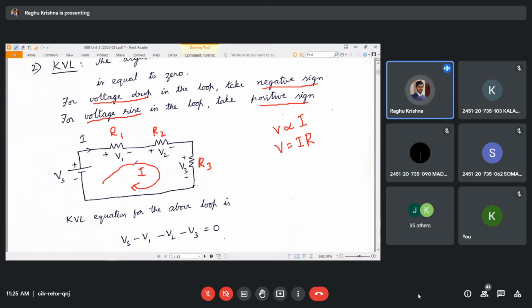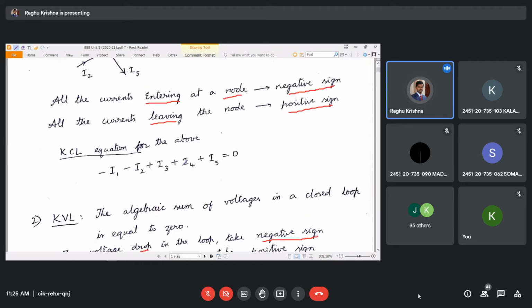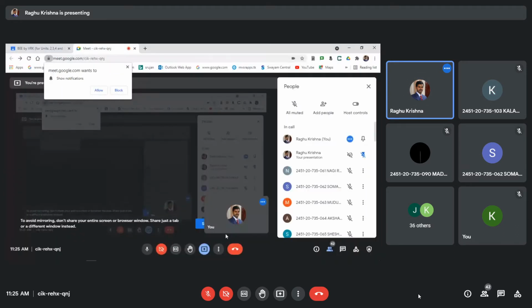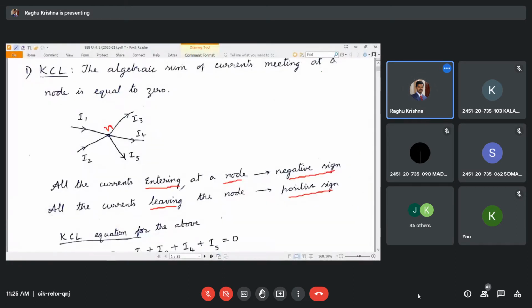In the middle, I will ask the questions. You have to tell the answer. So here, once again KCL. Incoming currents are taken with negative sign, outgoing currents are taken with positive sign. So current entering a node takes a negative sign. Current leaving the node takes a positive sign.